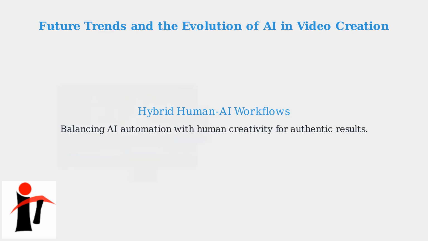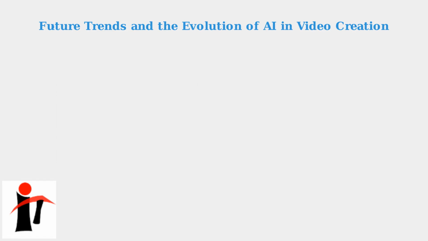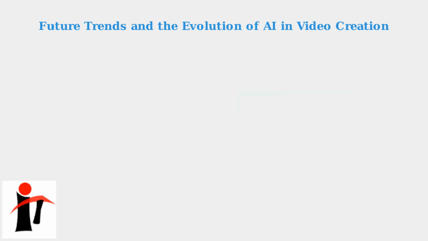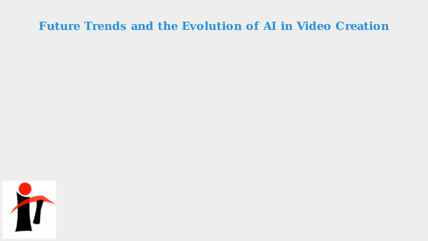Hybrid human-AI workflows are also emerging, where AI handles repetitive tasks while human creators focus on storytelling and creative direction to maintain authenticity. Industry projections show that by 2026, 40% of all video content will be AI-assisted, highlighting the rapid adoption of these technologies. Stay updated with these trends to leverage the full potential of AI in your video creation process and stay competitive in the evolving landscape.